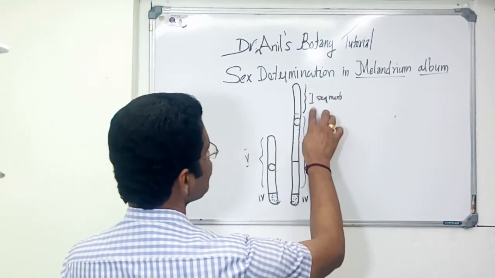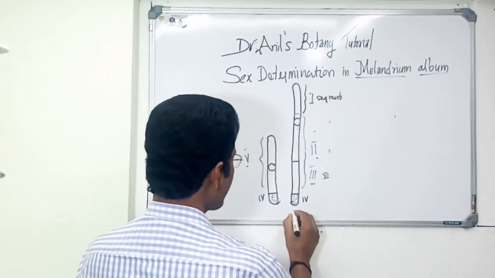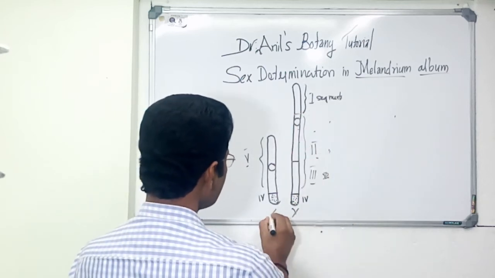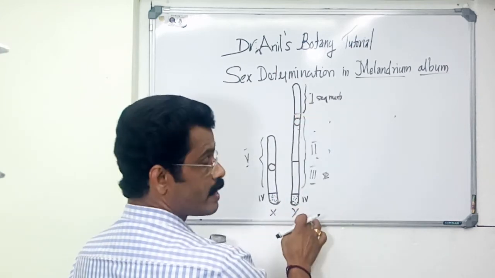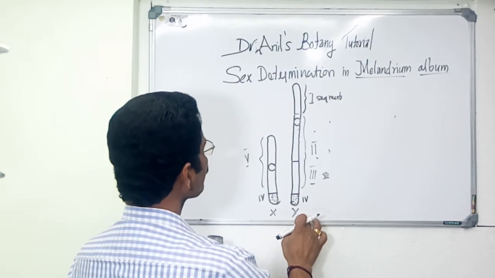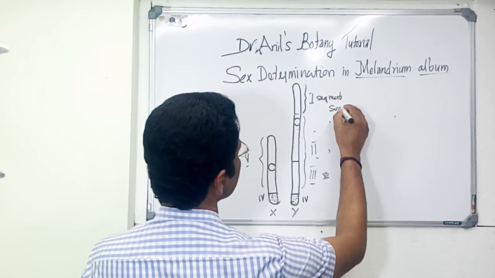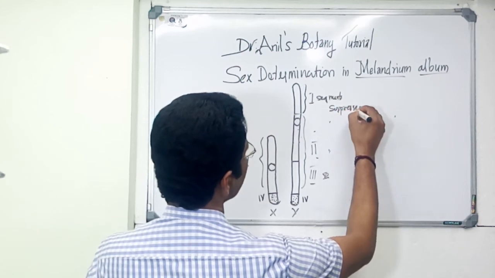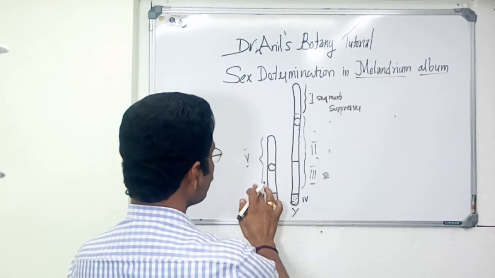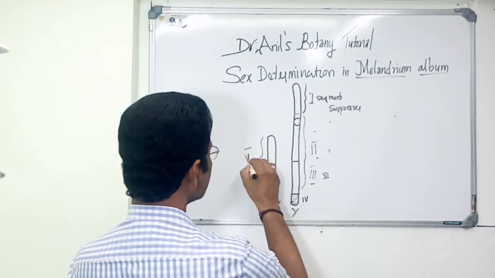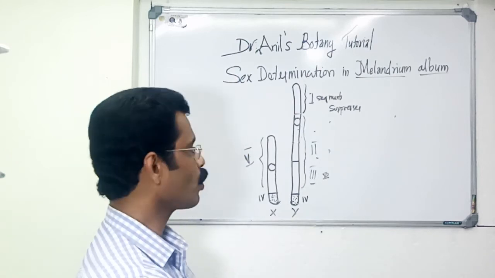This is the Y chromosome and this is the X chromosome. The first segment of the Y chromosome suppresses the female character. It suppresses the femaleness due to the fifth segment of the X chromosome.